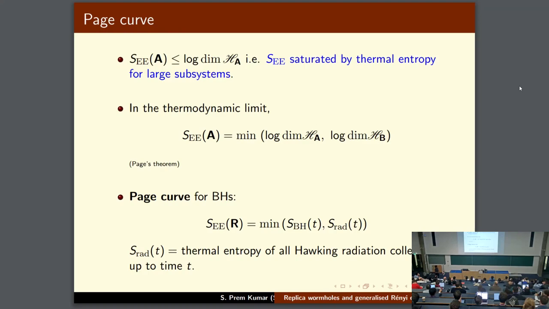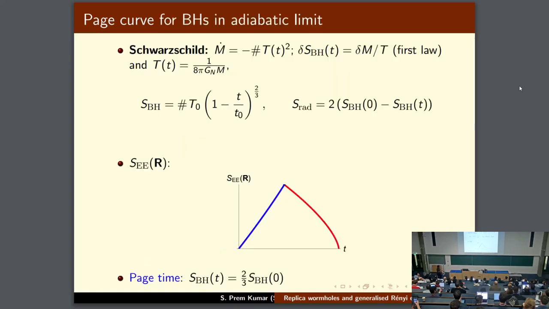And what this observation leads to is the so-called Page curve for black holes. Because you apply this to a black hole, the entanglement entropy, or the von Neumann entropy, of the Hawking radiation is the min of the black hole entropy as a function of time, and the thermal entropy of the radiation gas collected at Scri+. So here's a typical Page curve. This is what Page's analysis would predict if we applied this to the Schwarzschild black hole.